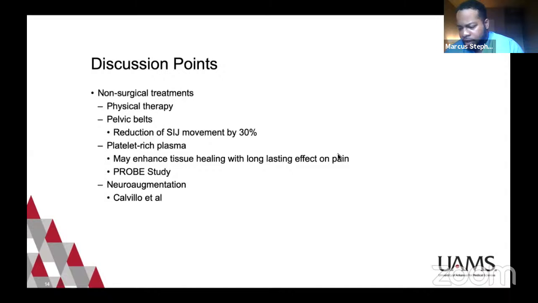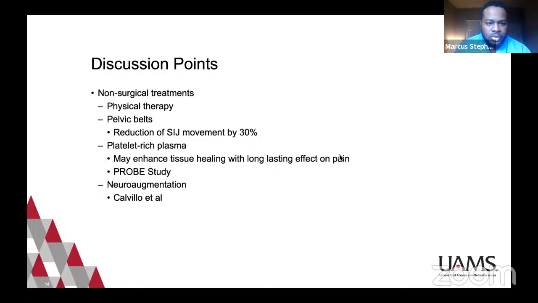This was the PROBE study, a prospective randomized open blinded endpoint study. That's the acronym. They had two groups with approximately 40 patients. The first group had lidocaine and methylprednisolone injections. The second group had ultrasound-guided injections of the PRP, and they found that the PRP group at follow-up had lower levels of pain intensity of the SI joint.